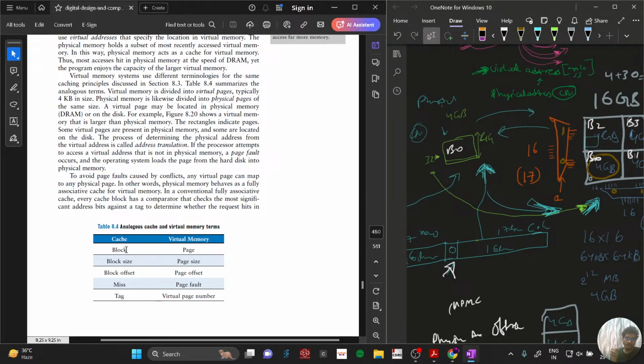So block is mapped to, the terminology is, page. Block size. Okay, in cache we have a single line. Cache line is called a block. Entire line. I told you wrongly just previously. I told you something that is wrong. Entire cache line, entire cache row is called a block. Okay, and number of blocks is the number of rows in cache. So block is mapped to page. Block size, like how many bytes, how many words there are in the cache block, is page size.